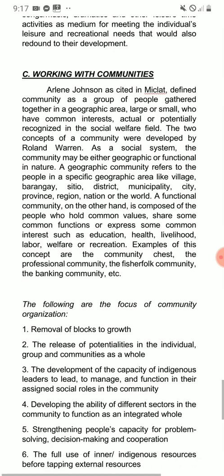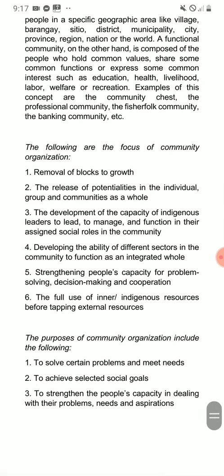Okay, so the following are the focus of community organizations. So, the release, removal of blocks to growth. Ayan, so kung sa professional community may nakita si social worker na problema when it comes to unemployment, yan. So, pwede na silang pumasok doon. The release of potentialities in the individuals, group, and communities as a whole.